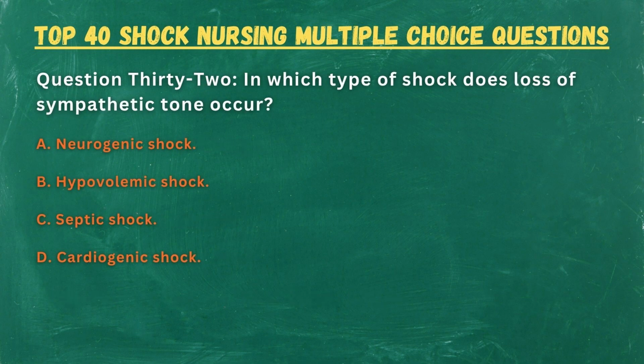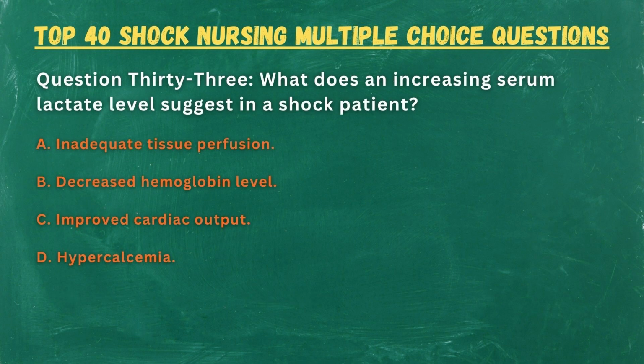Question 32. In which type of shock does loss of sympathetic tone occur? A. Neurogenic shock. B. Hypovolemic shock. C. Septic shock. D. Cardiogenic shock. Answer: A. Neurogenic shock.